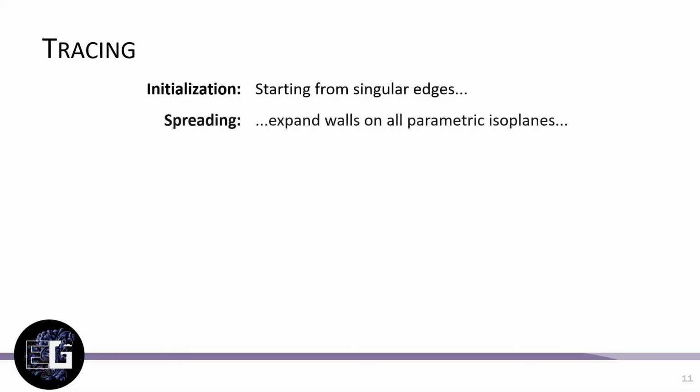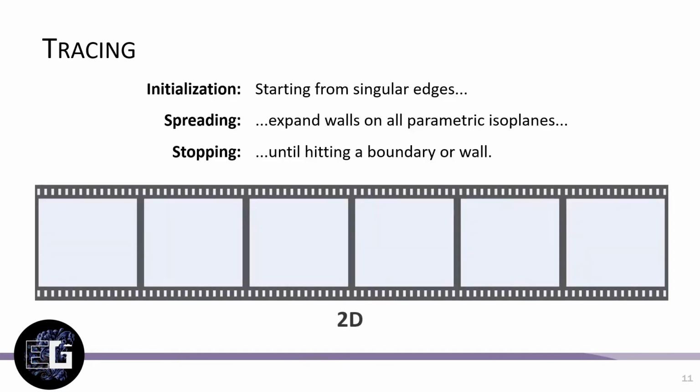The tracing of walls can be divided into 3 components. Initially, we spawn walls at singular edges, expanding them along all incident isoplanes until the expanding wall hits a boundary or another wall. Let us first consider tracing in the 2D case.